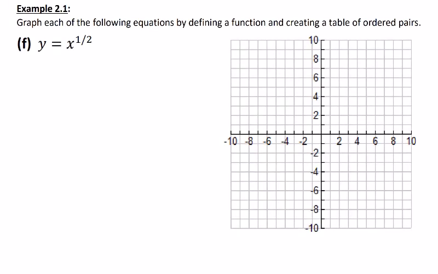In example 2.1f, we'll be exploring the equation y equals x to the 1/2. Now, x to the 1/2 is not the traditional way of writing this. What you will see most often is the square root of x. But I wanted to show you this because from time to time you will see fractional exponents, and you can interpret them as radicals. This one in particular ends up being equivalent to a square root. So the square root function is what this is called.